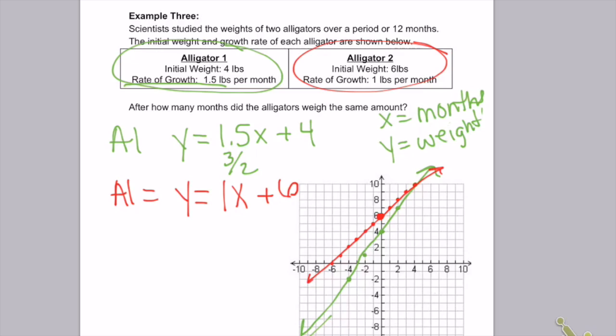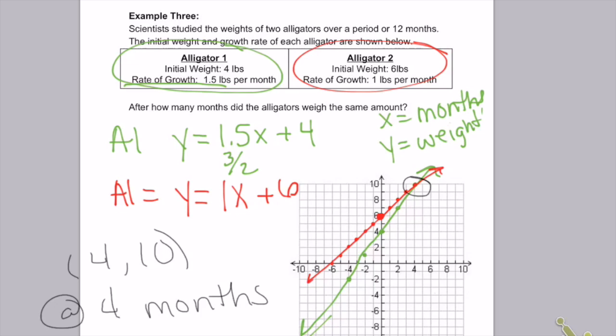And you can see that the weight of these alligators will be the same at that intersection point. So that point is 4, 10. So what that is saying is that at 4 months, they will weigh 10 pounds. And that's kind of cool to see. Gotta love some alligators. All right, let's keep going.